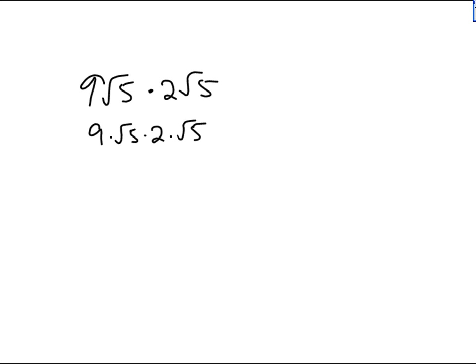If you were asked to multiply these two numbers, 9 square root of 5 times 2 square root of 5, first you have to realize this is not really two numbers being multiplied. You're multiplying 9 times square root of 5 times 2 times square root of 5. Whether you wrote it out a second time or not, you should think that. 9 times 2 is 18, times radical 5 times radical 5 is 5. 18 times 5 is 90.